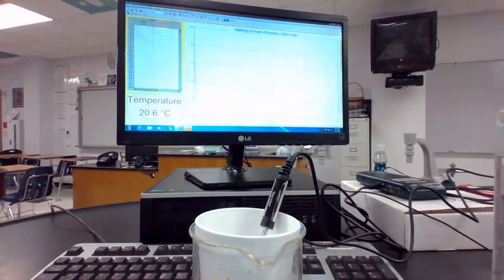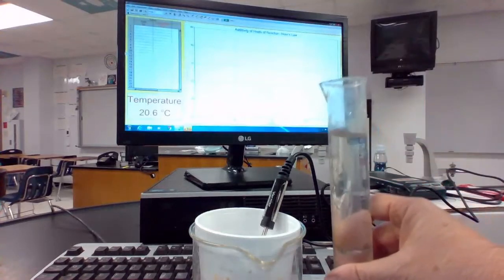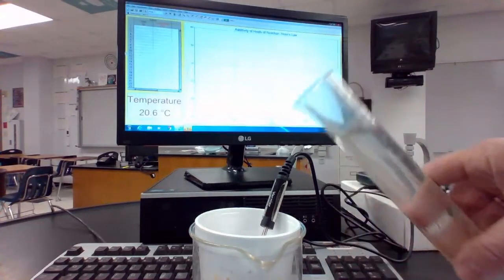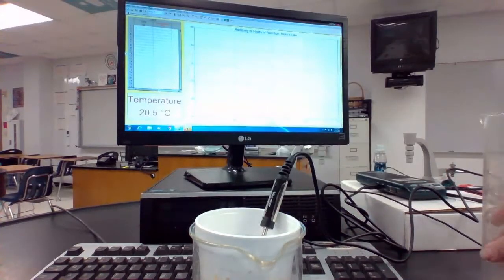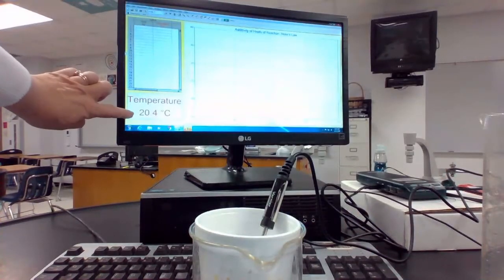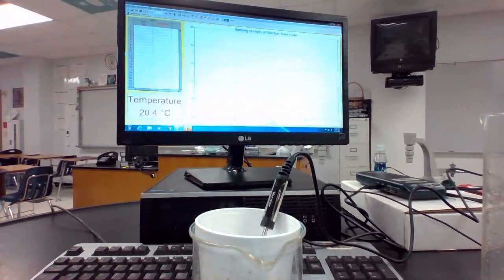Okay, so our first reaction is going to be the one where we are using the solution or the water, and we're putting solid sodium hydroxide into the water. So my first thing I'm going to do is I have measured 100 milliliters of water, and I'm going to go ahead and pour that into my styrofoam calorimeter. And you'll notice on the screen here that my temperature is changing, and I'm going to go ahead and get that started for taking the temperature.